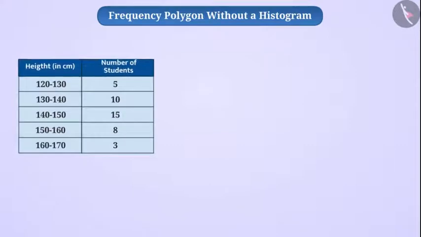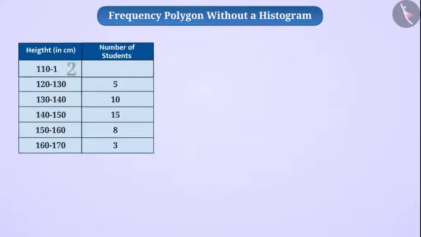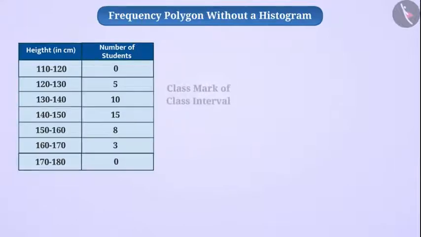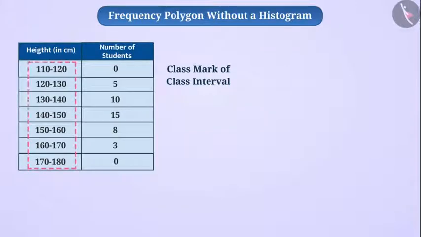Now, let's learn how to make a frequency polygon without a histogram. Here also, we will take the first class interval 110 to 120 before class interval 120 to 130, whose frequency is 0. And similarly, after class interval 160 to 170, we will take class interval 170 to 180, whose frequency is also 0. To make a frequency polygon, we need the middle point, called the class mark, of the class interval. Therefore, we will get the class mark of each class interval.